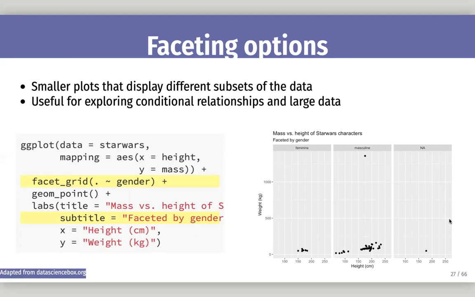So this plot is trying to tell a similar story to the plot I showed before, where I colored the points by gender, except now instead of adding that color aesthetic, I'm going to use facet_grid. I've indicated that I would like to facet across gender, and I've also added a subtitle to my plot to indicate that this is faceted by gender. If I look at it, I have a separate plot for each of these subcategories.